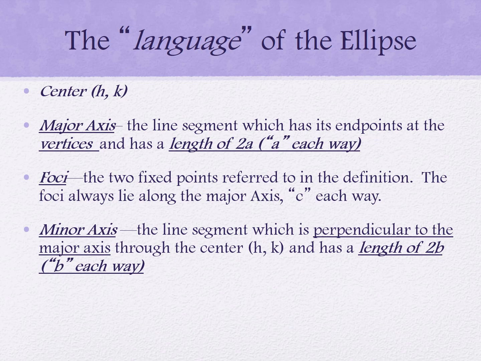The minor axis is perpendicular to the major axis through the center (h, k), and has a length of 2b, or b each way. So the value of b determines the minor axis. The value of A is sometimes called the semi-major, half the major, because we go A each way.